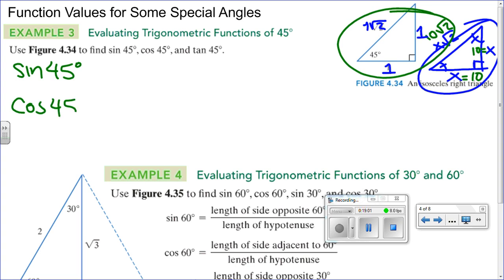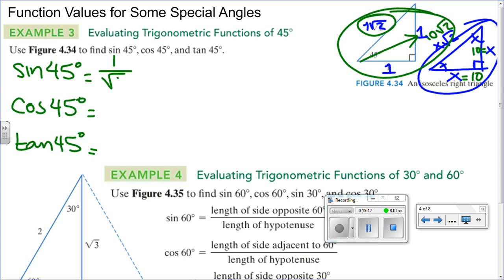And I won't give you a card for those because you already know. So I'm just going to write them down quickly so we can get more homework time today. So sine, if we look at the opposite over the hypotenuse, it would just be 1 over the square root of 2. And after you rationalize, you should get square root of 2 over 2. Do we agree with that?